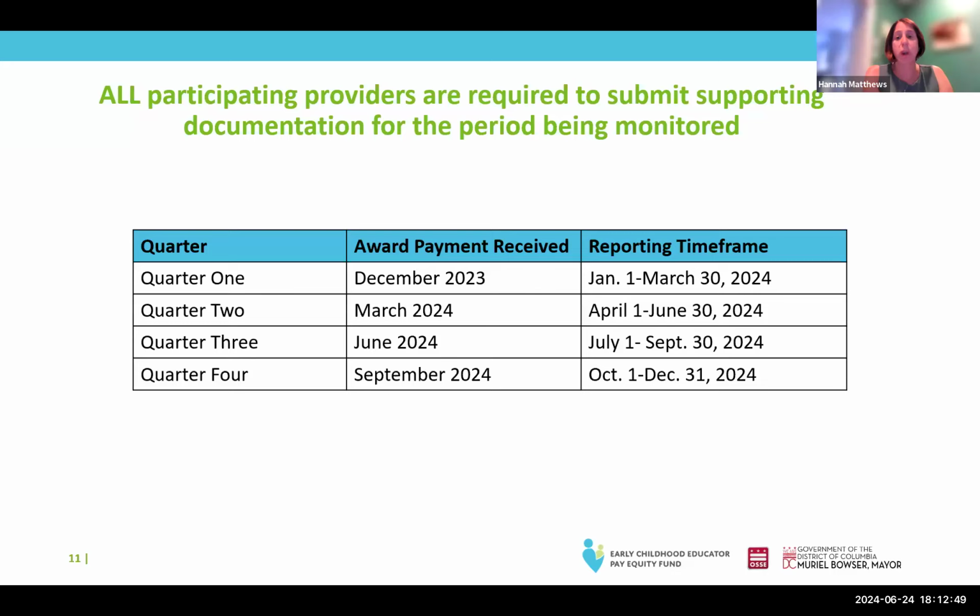Childcare providers will still be required to submit documentation of salaries paid during the quarter they enter the program, but OSSI will not monitor for compliance with the minimum salaries prior to a provider's receipt of their first quarterly payment. That means if you participated in quarter 1, you must provide OSSI documentation of salaries paid between October 1st and December 31st. But we will not expect those salaries to meet the minimum salary requirements until the following quarter. And I'll talk about this some more in terms of the documents that you'll provide on the next slide.